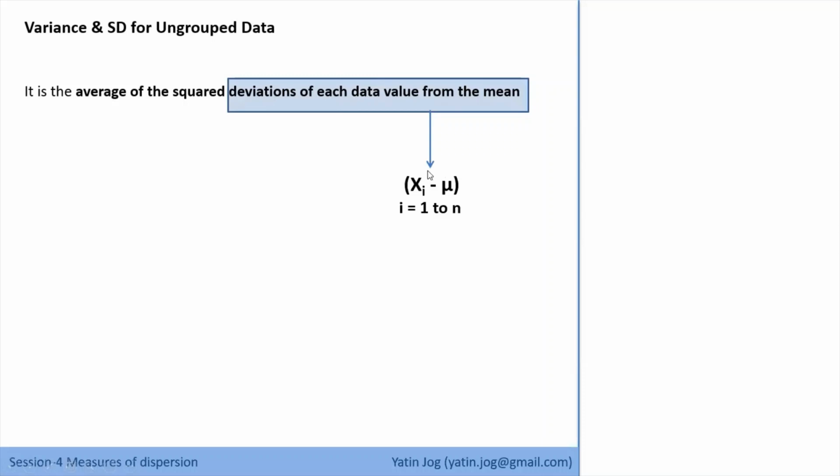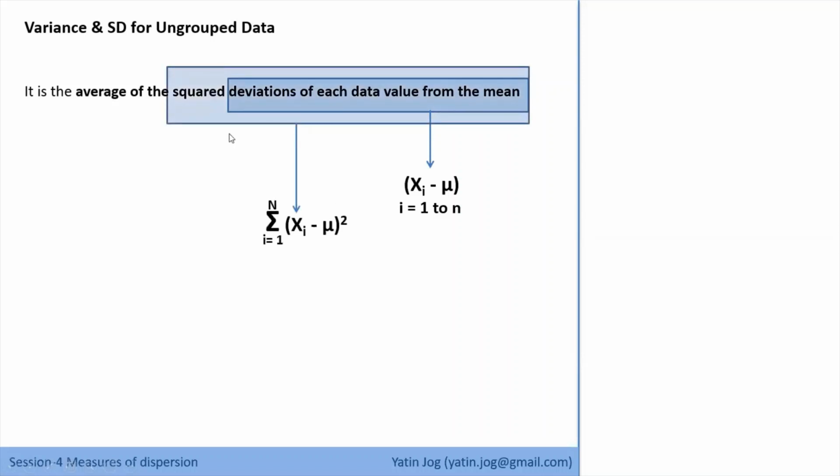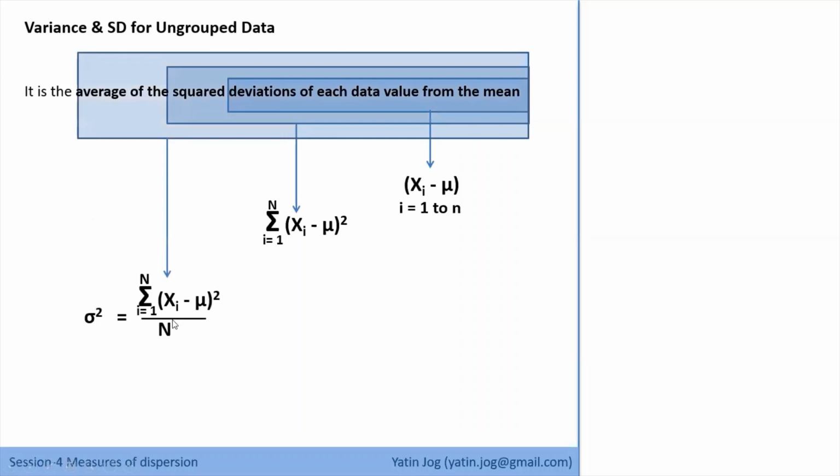And then I need to do the square deviation, because that is what is mentioned in the definition. So I have to square this difference, (xi minus mu) whole square, and take the summation of all those squares, i equal to 1 to n. Then I have to calculate the average, so I'll divide it by n. This is the formula for variance, and the notation is sigma square.